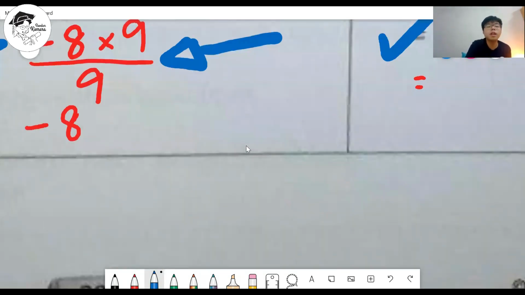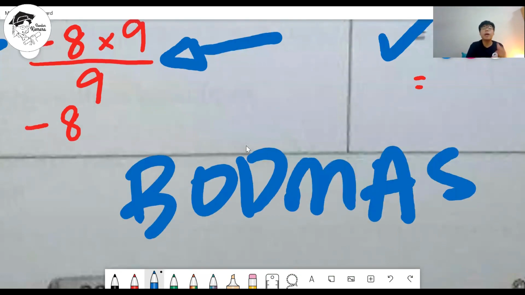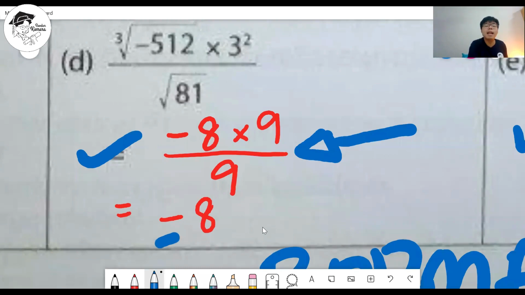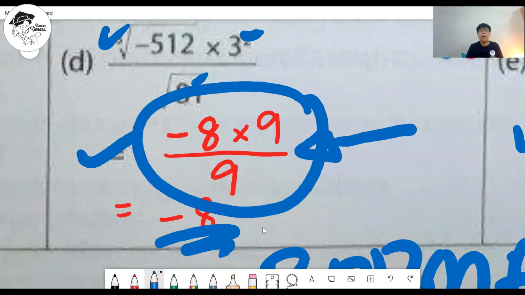It involves the law of BODMAS. People who cannot master or understand the law of BODMAS, they will just hantam the whole thing into the calculator, answer -8, they tell you, tada! People don't understand the BODMAS. For you that understand the BODMAS, you know you need to do this, so that you are able to present it in this way. That is what the teacher wants to test you. They want to test your working.